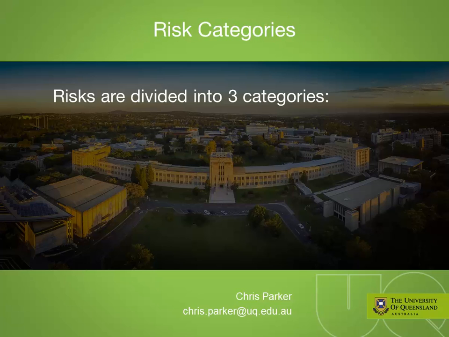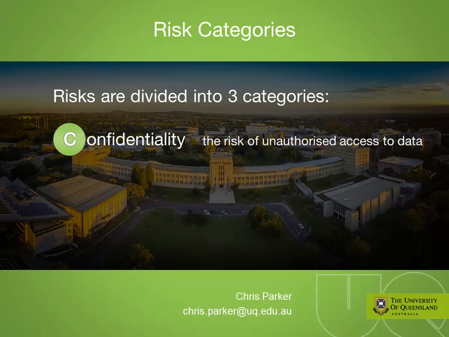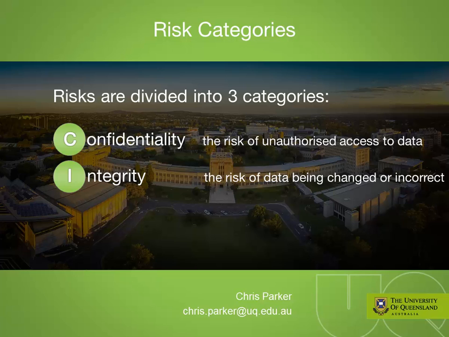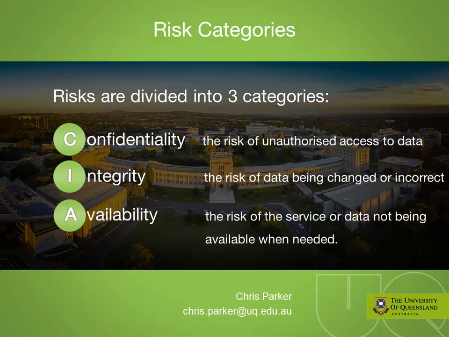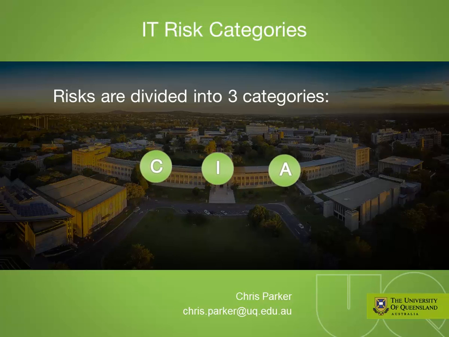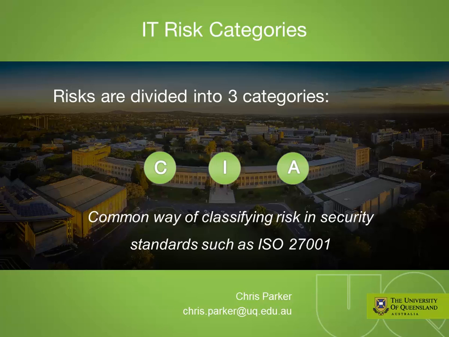Risks are divided into three categories. Confidentiality, the risk of unauthorized access to data. Integrity, the risk of data being changed or incorrect. Availability, the risk of the service or data not being available when needed. This CIA classification is a common way of representing risks in security standards.